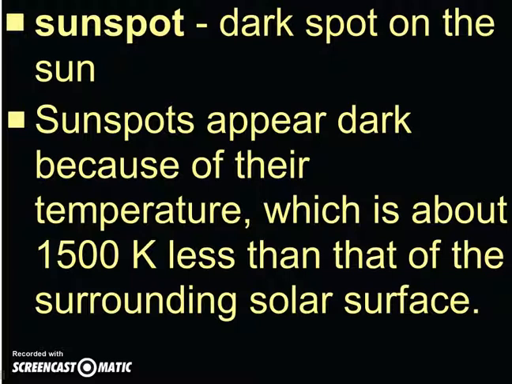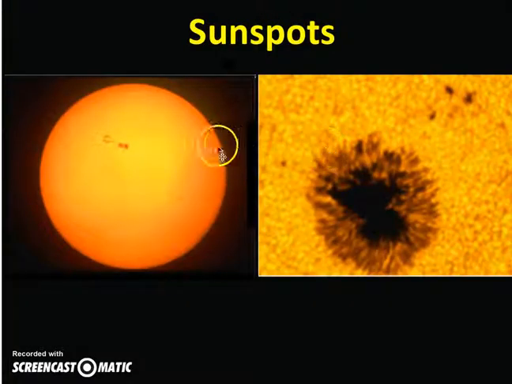So a sunspot, that's a dark spot that's on the sun. They appear dark because of their temperature. It's about 1,500 Kelvin less than that of the rest of the solar surface. So it's a lot cooler spot. So as you can see here, here's our sun, here's a little bit of a sunspot, and if you zoom in close, you can definitely see it's this darkened area, so it is cooler in temperature.